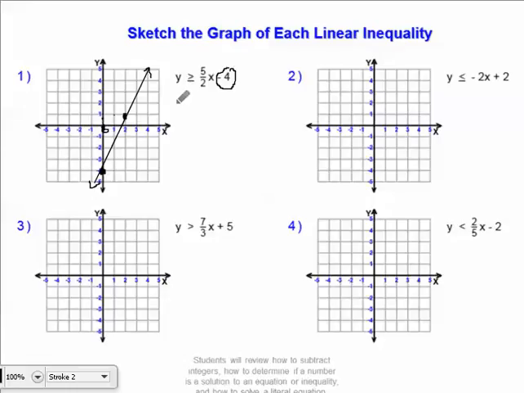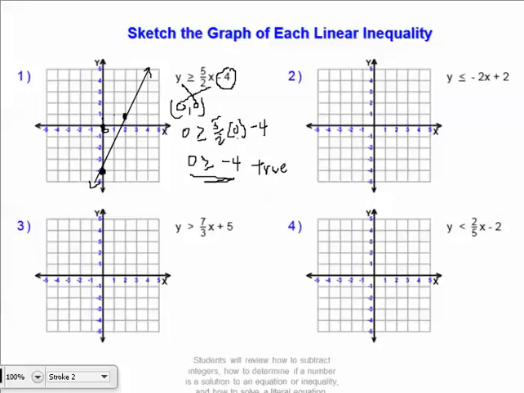Watch what I'm doing here. I'm going to put 0, 0 in for x and y. So this 0 is going to go in for y. 0 greater than or equal to 5 over 2 times, this 0 is going to go in for x, 0 minus 4. 0 is greater than or equal to, well, 5 over 2 times 0 is 0, minus 4 gives me a minus 4. Is 0 greater than or equal to negative 4? Yes, it is. This point must be in my solution set because this was true.